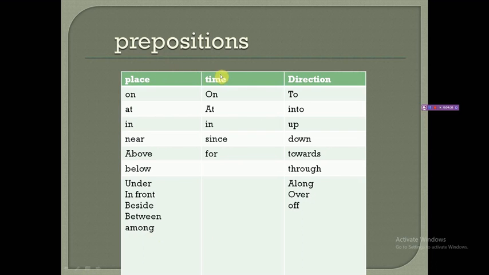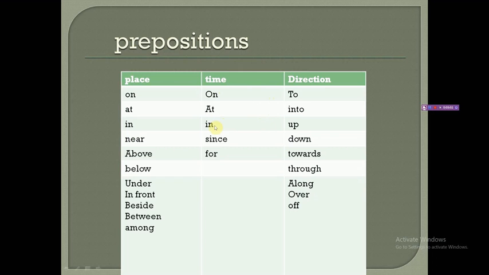Now moving on to the prepositions that denote time. On. For example, he will come back on Monday. When will he come back? He will come back on Monday. If we ask the question when, then we get the time. At. He will teach English at 9:30. At what time? At 9:30.